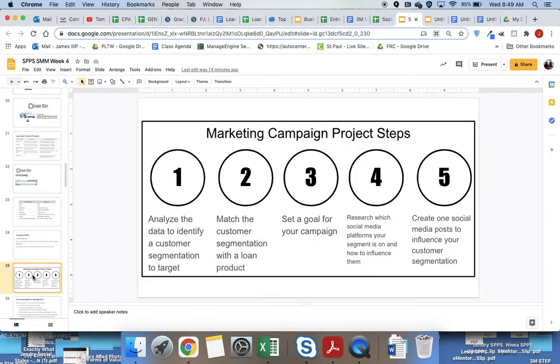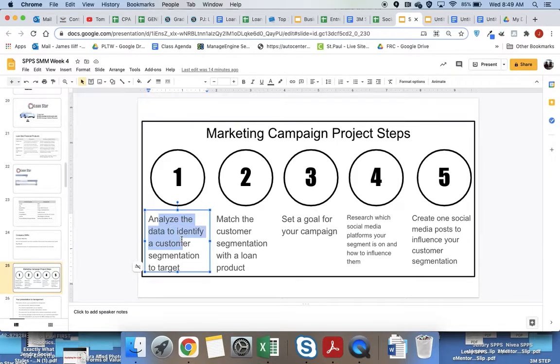And then, so here are the steps. You're going to analyze the data to identify a customer segment to target. So analyze the data, find a customer segment. Next, you're going to match that customer segment with a loan product, whether it's a student loan, a car loan, a home mortgage loan, etc. You're going to set your goal.